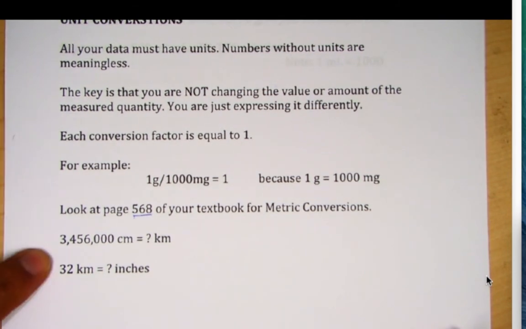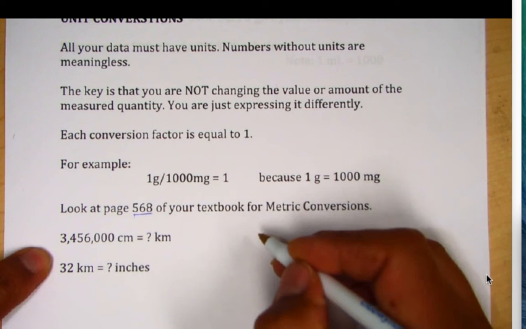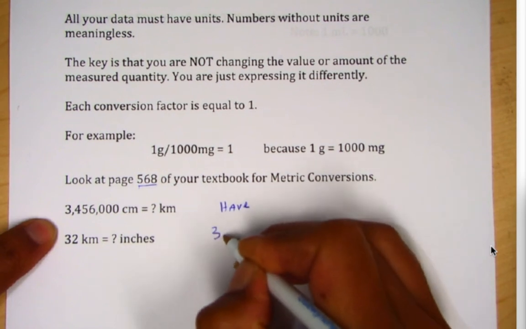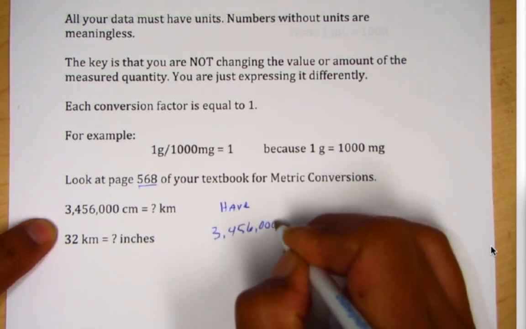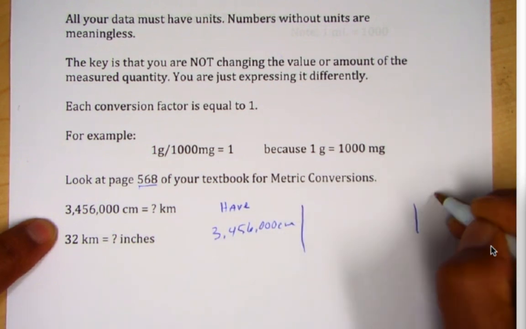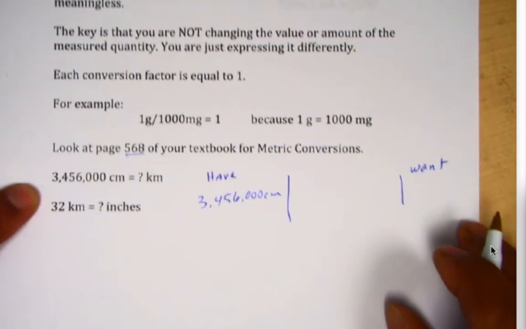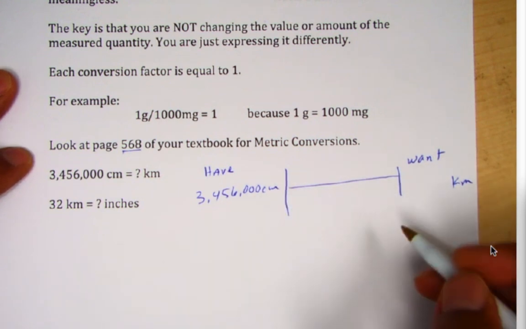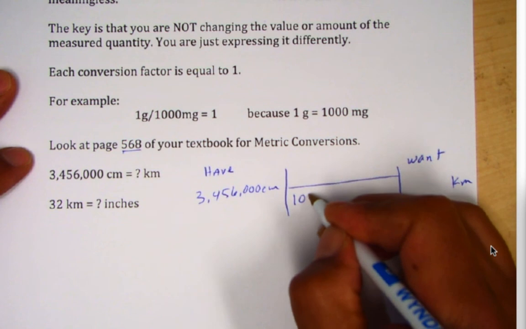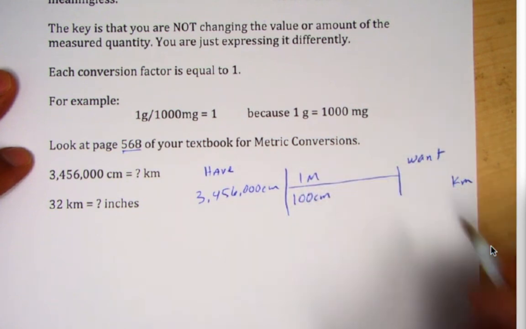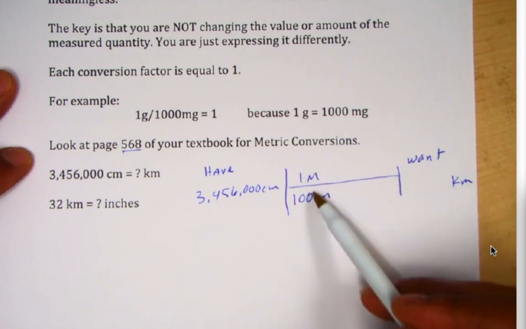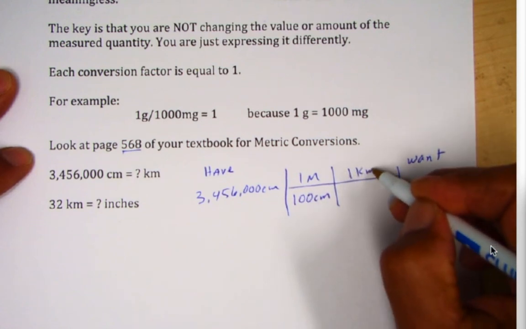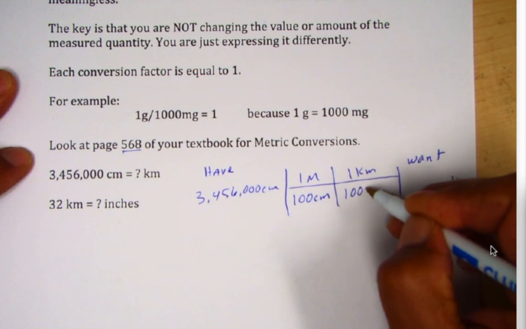So we know here we want to convert centimeters to kilometers. Usually what I do with these problems, I always say I have something, and what I have is 3,456,000 centimeters. My goal is what I want, and what I want is kilometers, right? One way to set up your problem is I need to get rid of the centimeters. So I know that there are 100 centimeters in 1 meter, right? That's the same thing, they're equal, so I'm just multiplying this number by 1. And I know that in 1 kilometer, there are 1,000 meters, right?